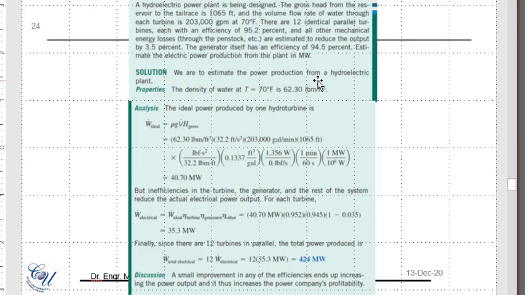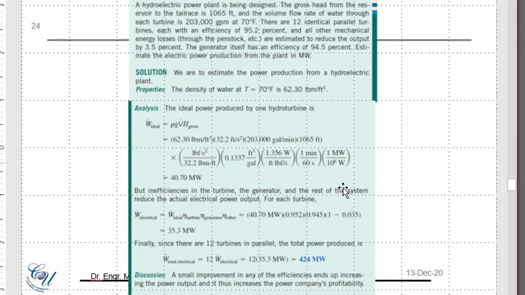Very simple question. We just have to calculate the input and output, and we have to use that particular formula that we just looked into. First of all, we need to calculate how much ideally this water can produce electricity. As we said, rho g multiplied by the discharge multiplied by the gross head, which is given to us. So we put all the values. 62.3 is the density of the water at this particular temperature. g is 32.2 feet per second squared or 9.8 meter per second squared, whatever the case is. Volumetric flow rate is given to us, and the head is also given to us, 1065. We multiply all these things and we get the values.